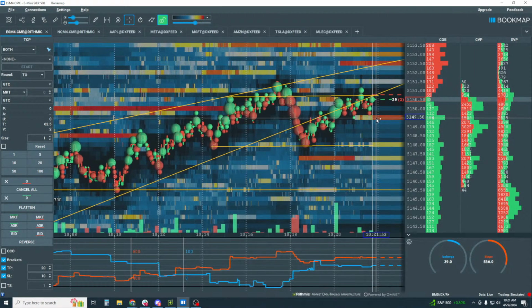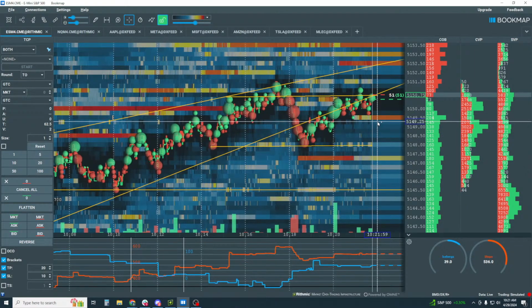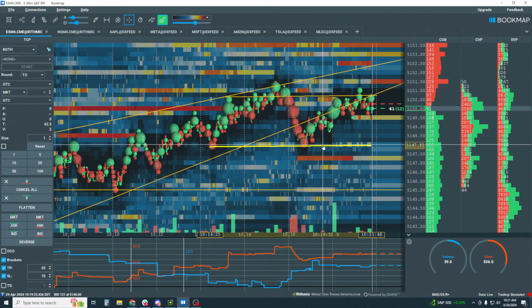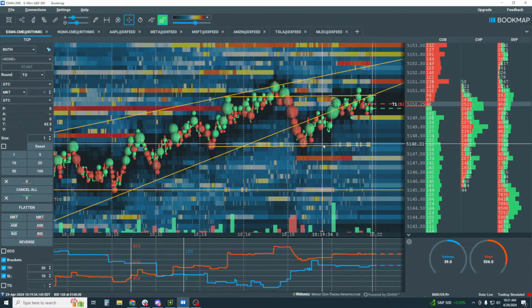Okay, if we can get a lot of sellers trade into this and through it, I would look for a move right down into this 48.